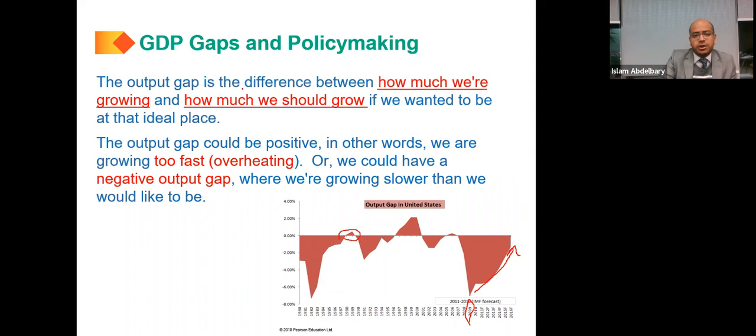Yes, so the output gap is the difference between how much we're growing and how much we should grow. When the output gap is positive, that means we are growing too fast, or overheating. If it's a negative output gap, we are growing slower than what we would like to be.